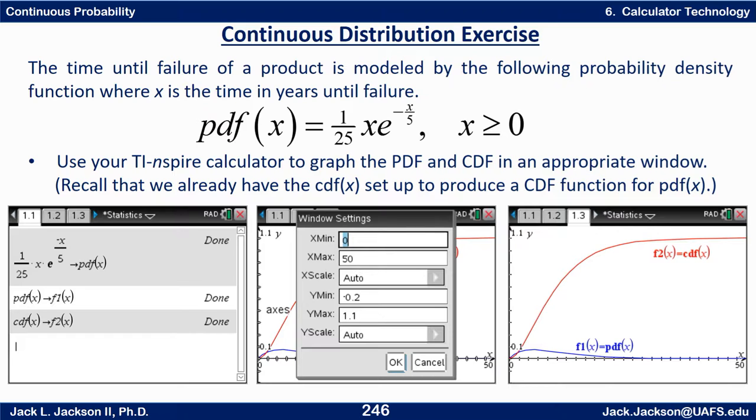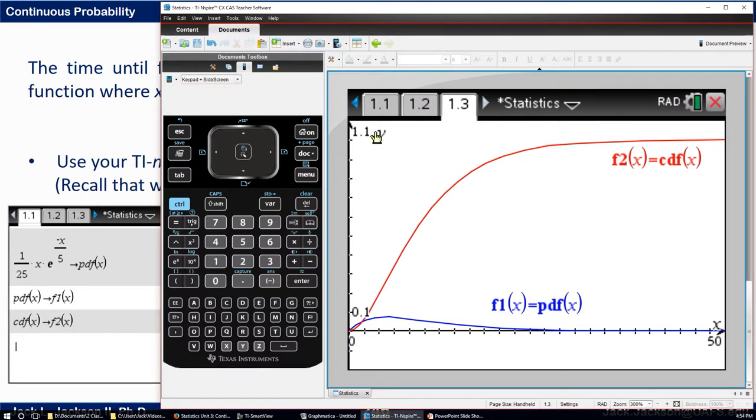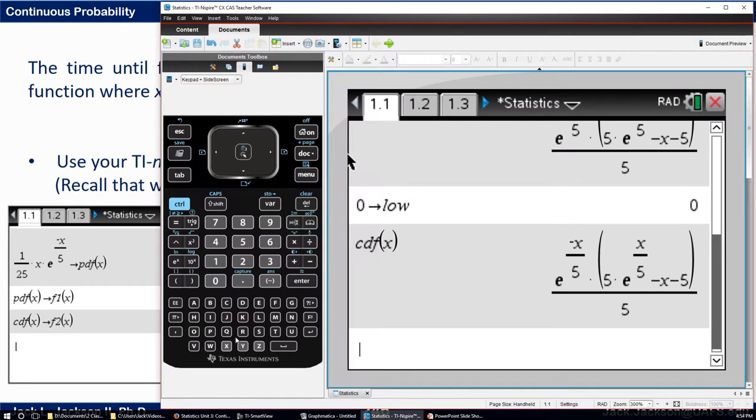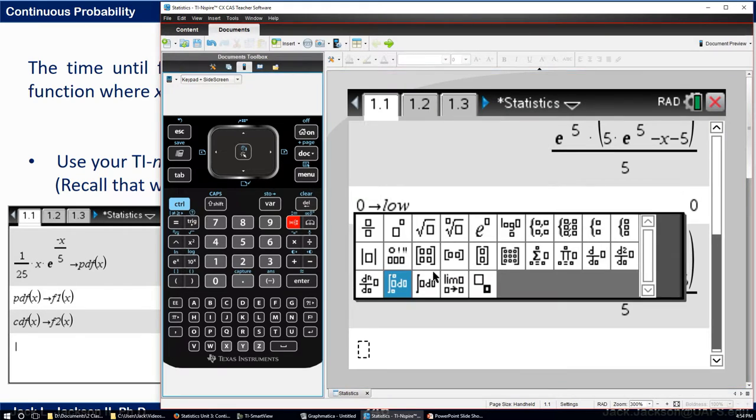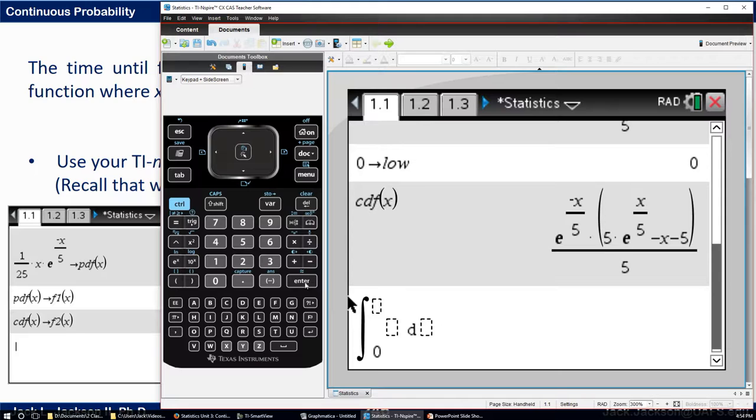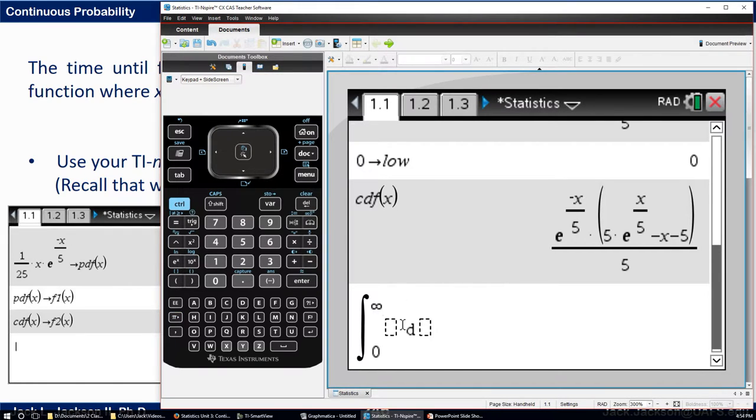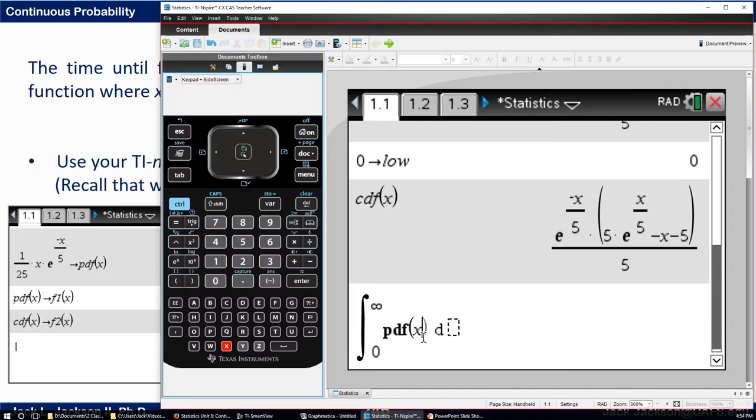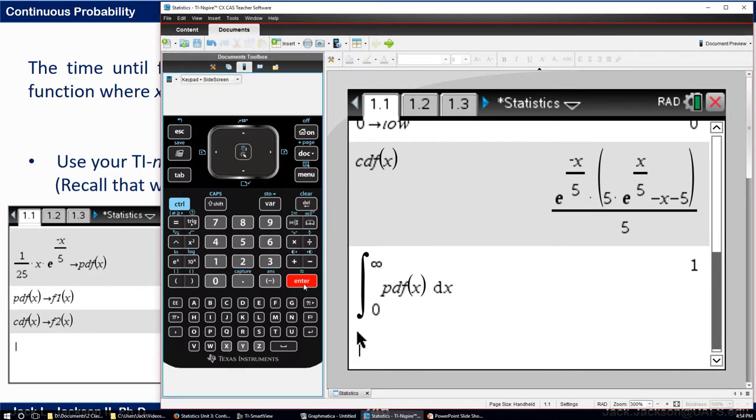So if we want to go a little bit more, we could go to the home screen here and then we could just do the CDF of some large number, or we could integrate the PDF from 0 to infinity, the PDF of x dx. So this is the CAS version of the calculator, so I can put in infinity, and this will tell me, yeah, that is 1.